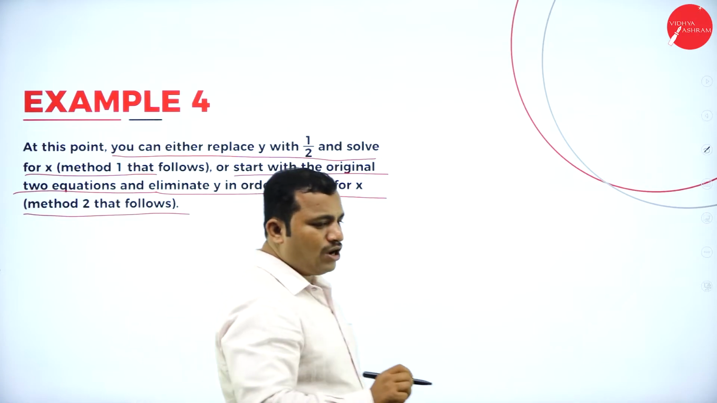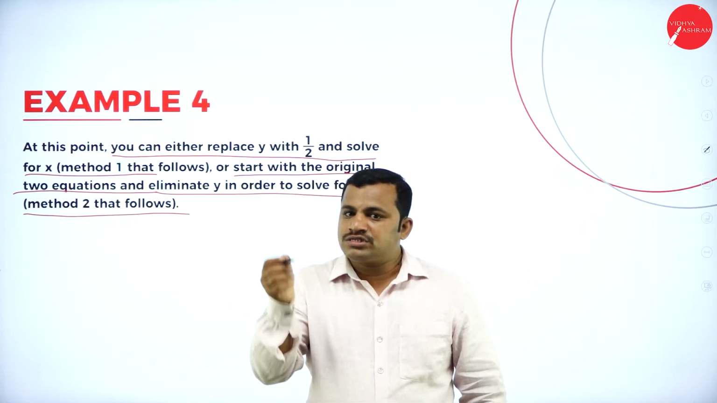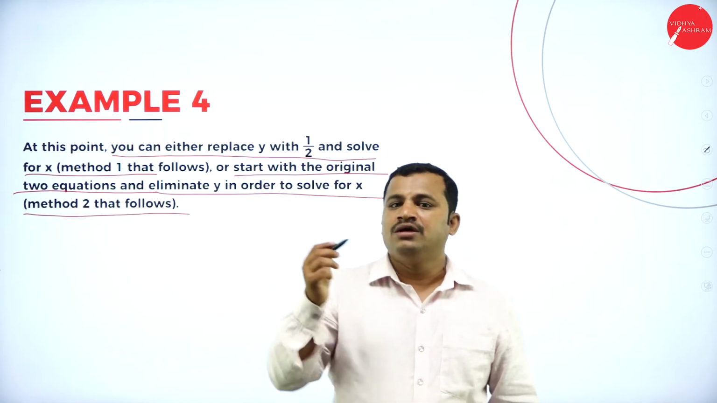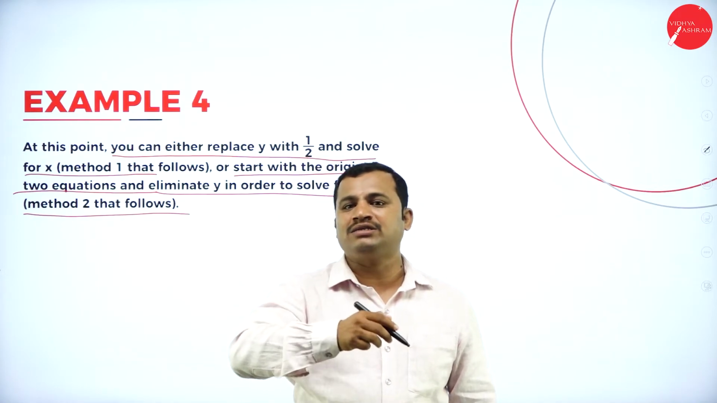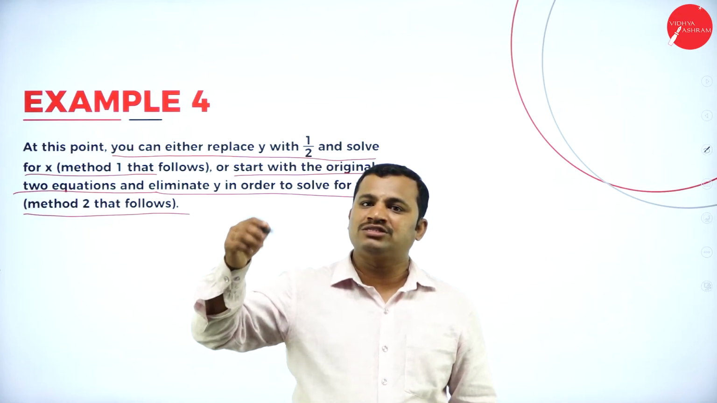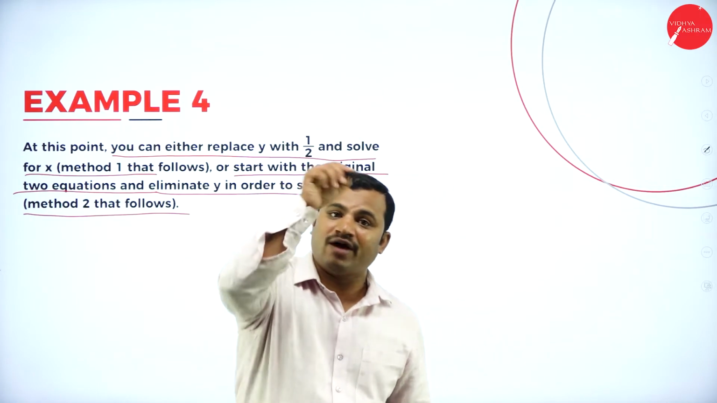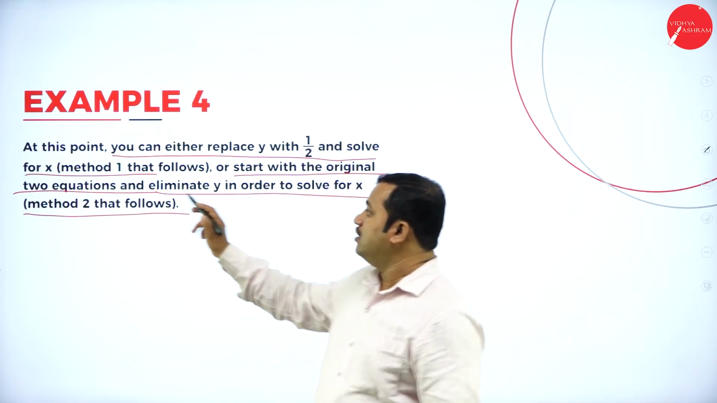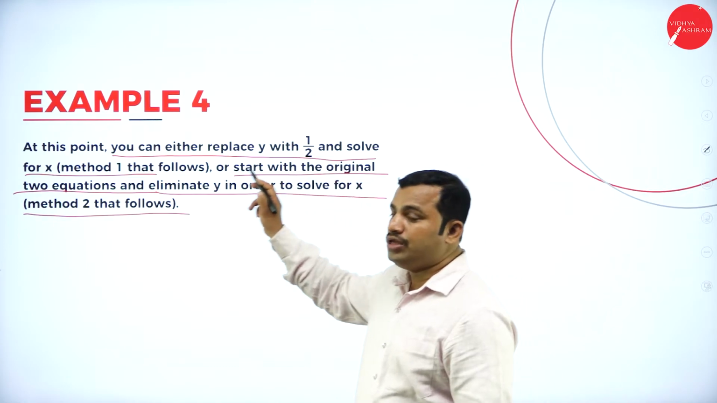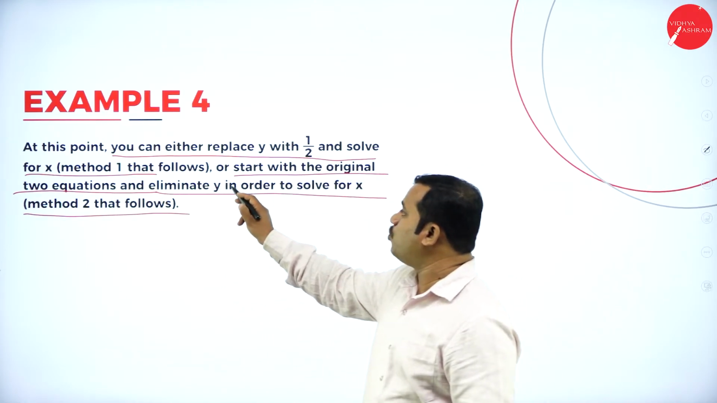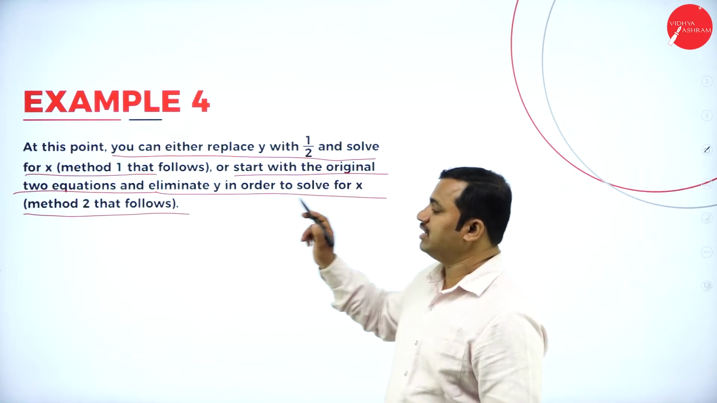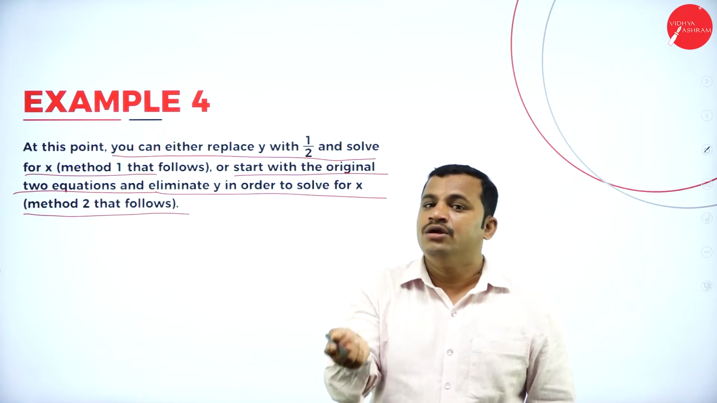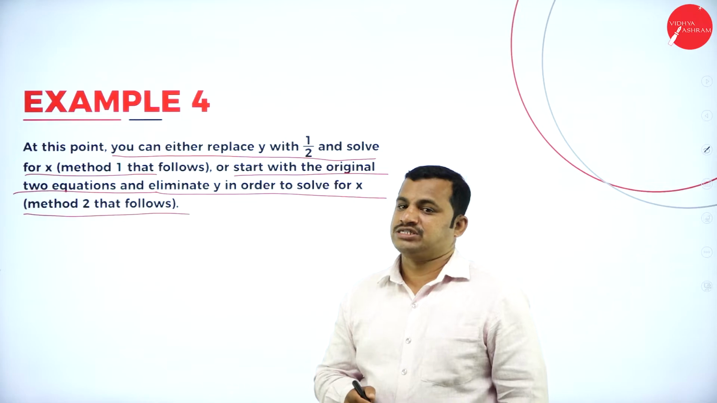In case of method 1, we started by finding one of the unknowns by eliminating the other unknown. That is, the value of y is obtained by eliminating x, so that the value of y is substituted back into the original equation to get the value of x. That is the first method. In the second method, the original two equations are considered and y is eliminated in order to solve for x. That is method 2. One of the variables is eliminated to find out the other variable, x.